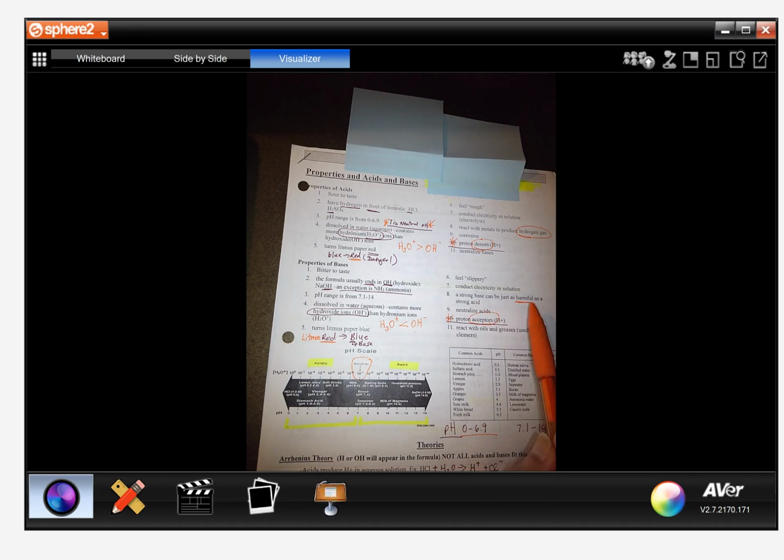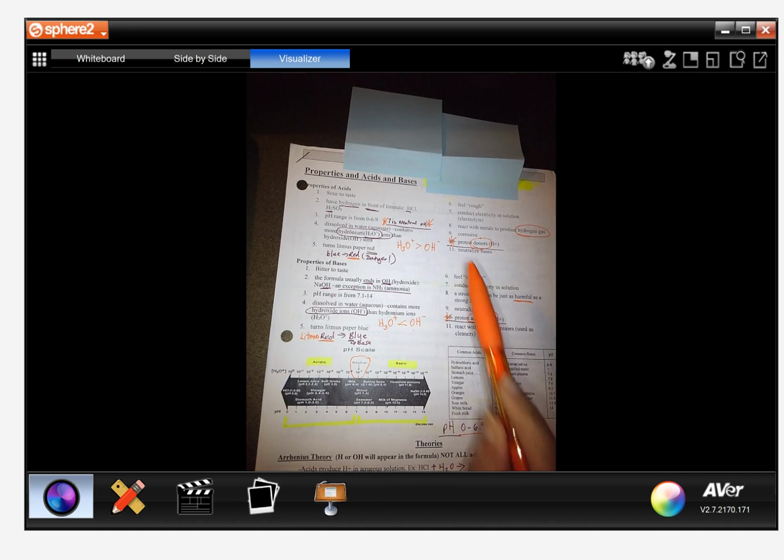Strong bases can also be very harmful, just like strong acids. So in fact, if you get your hands in a strong base, your skin does come off. So that's a myth, that people think that bases are not as harmful as acids. They are. They do neutralize acids.